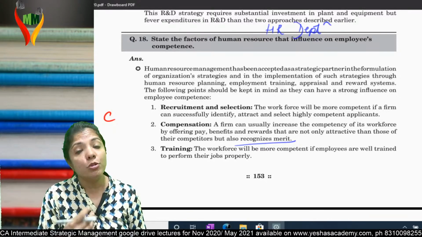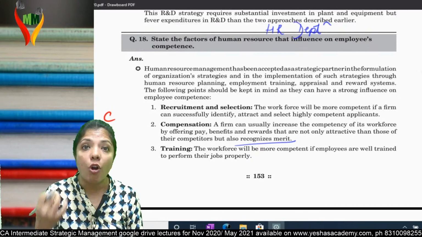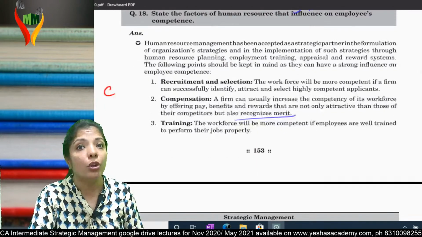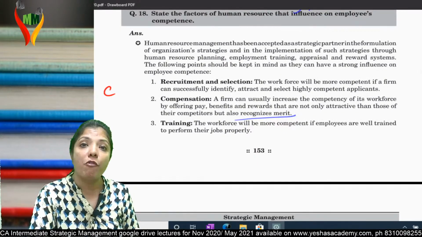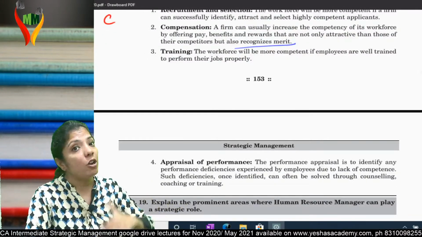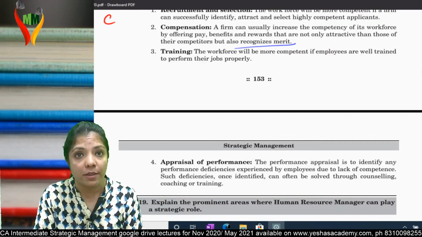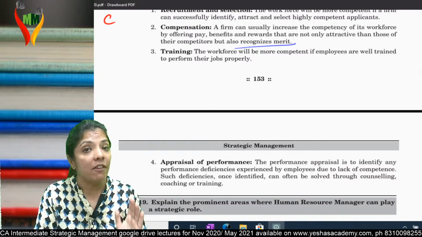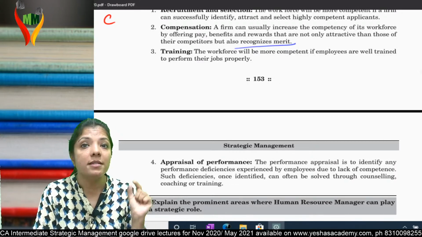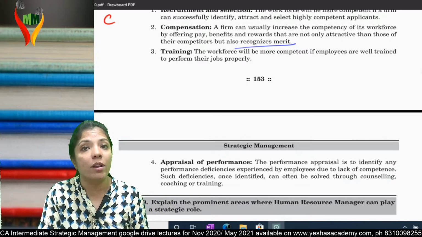Next, suppose you have given him a compensation which he has accepted. That means he has accepted your offer and now he has joined your company. So now train him. The more you train him, the more he'll be able to perform his job efficiently. And after training, at the end of the year, there will be a performance appraisal. At that time you come to know the place where the person is weak, and you help them overcome the weakness.